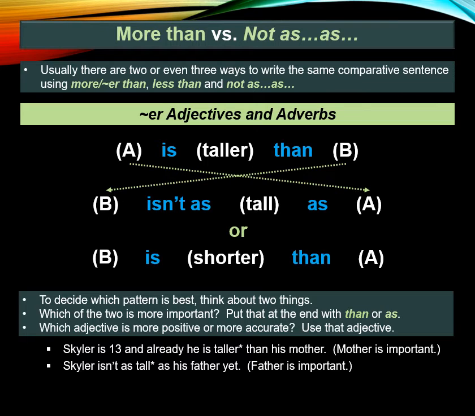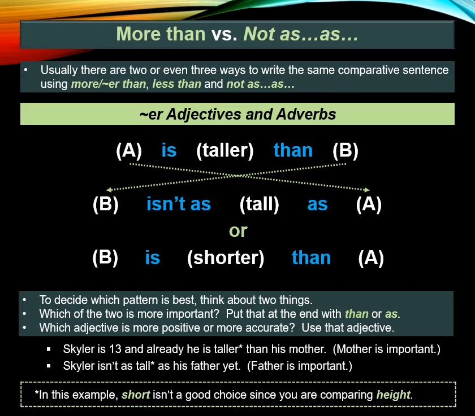Skylar isn't as tall as his father yet. In this case, father is more important. Now, in this example, short isn't a good choice since you are comparing height and getting taller, growing.